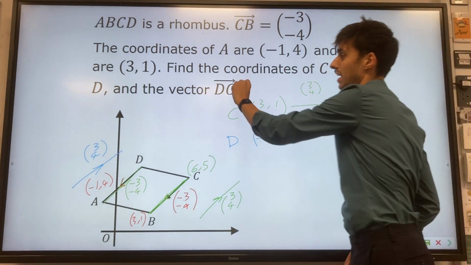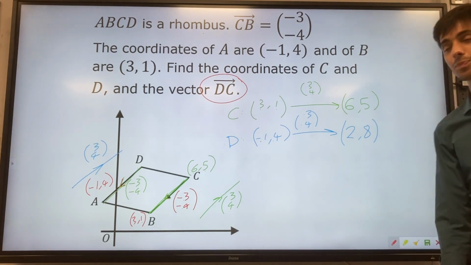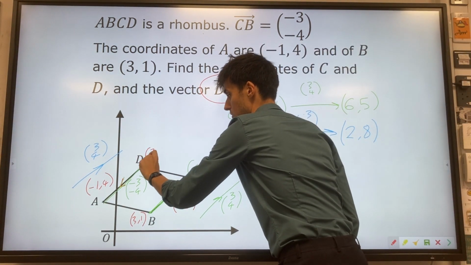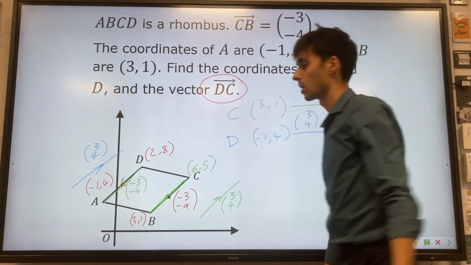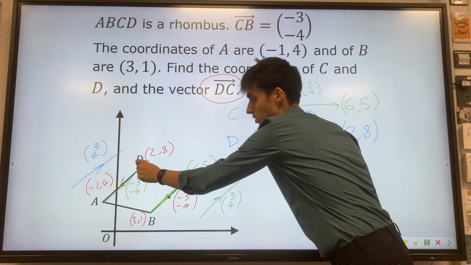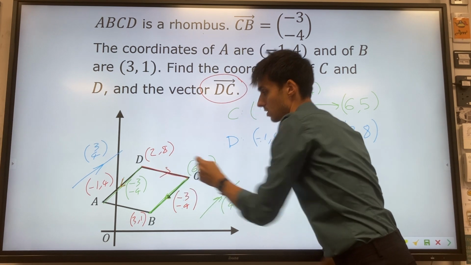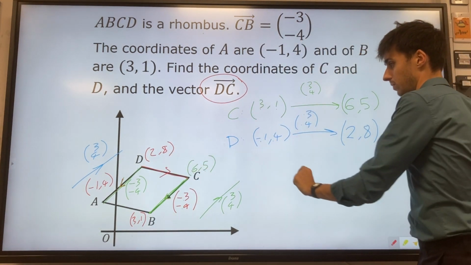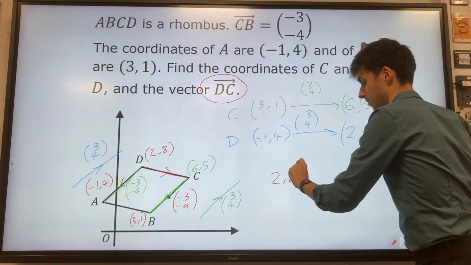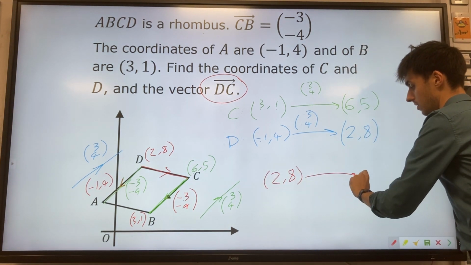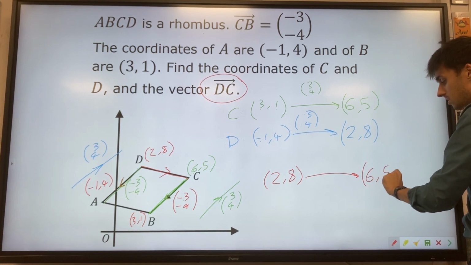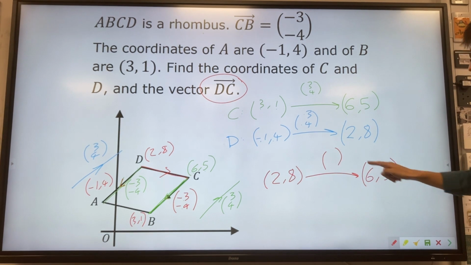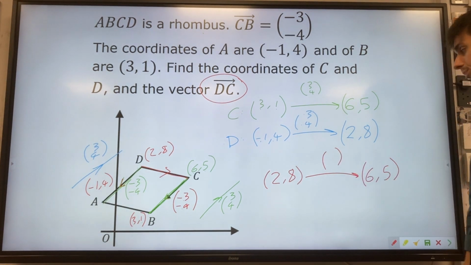We want to find the vector D to C. So if we have the coordinates of D, it was 2, 8. We want to find the vector that will take us from 2, 8 to 6, 5. Let's write down what we've got then. So we've got 2, 8. We want a vector that will take us to 6, 5. I've written my 2 coordinates. My vector must be the thing in the middle.